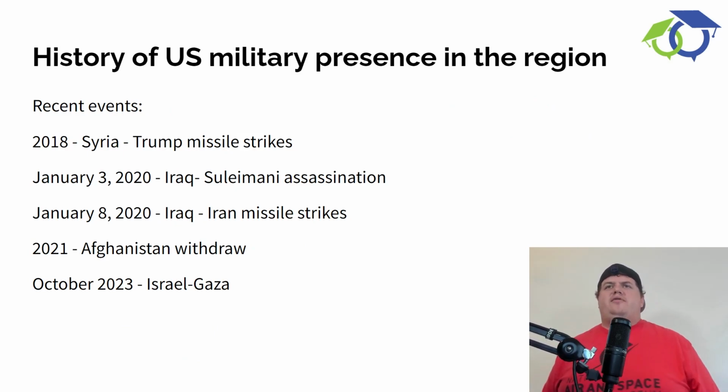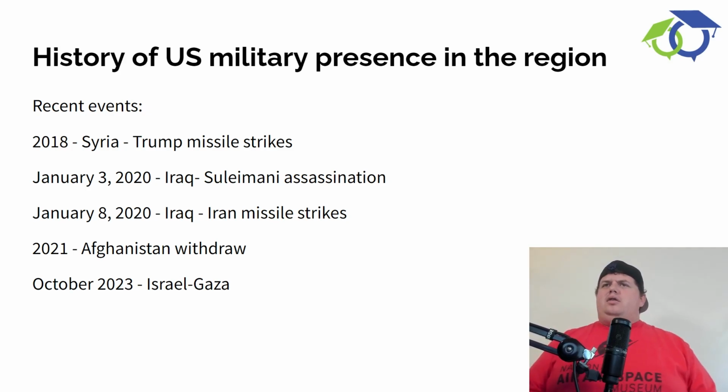Current events, kind of the more recent things. In 2018, the United States used cruise missiles to attack Syria based on intelligence that said that Syria had used chemical weapons against civilian populations, and that was a big thing during the initial months of the Trump presidency. I want to say there were 2 times that he cruise missile struck Syria.